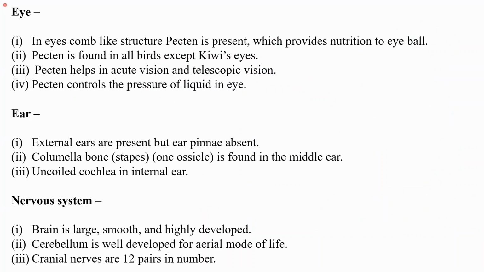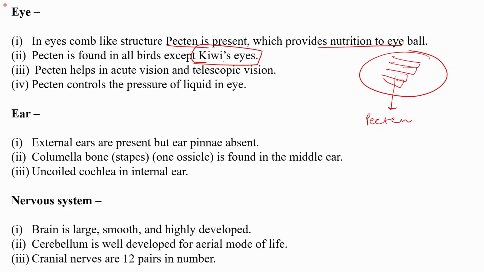Then, eye. In the eye, you can see here, it's a comb-like structure which is present in the eye. It is known as the pecten. So pecten is present. It provides nutrition to the eyeballs. It is found in all birds except kiwi. Pecten helps in acute vision and telescopic vision, as the bird has to fly and therefore it has to have a telescopic vision. Pecten controls the pressure of the liquid in the eye. Therefore, it plays an important role.